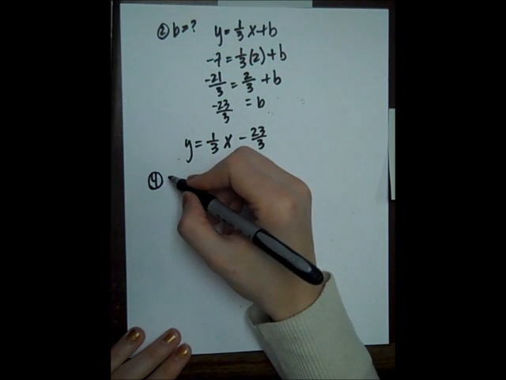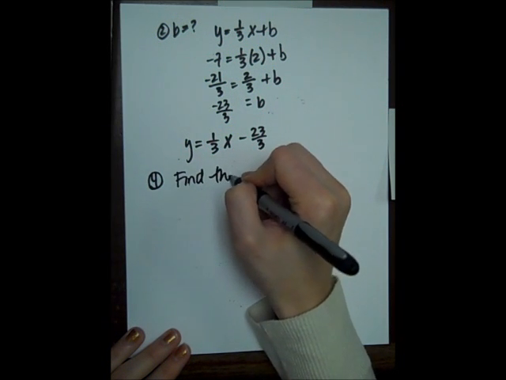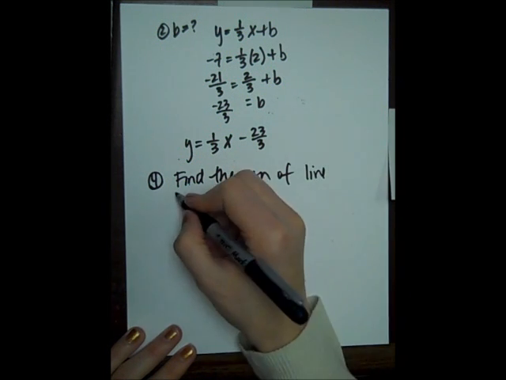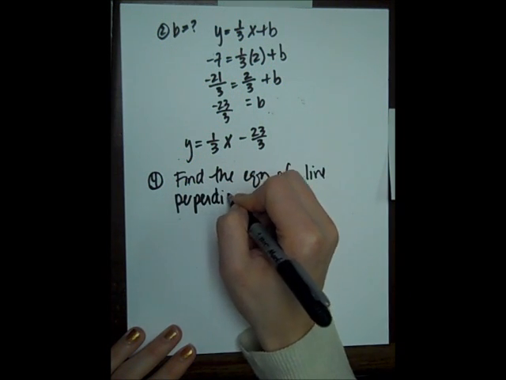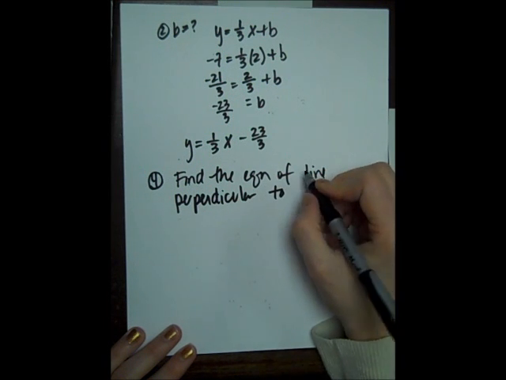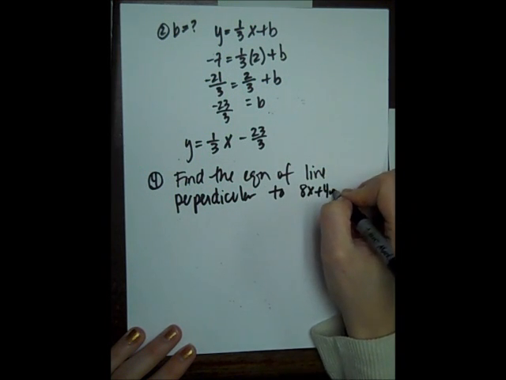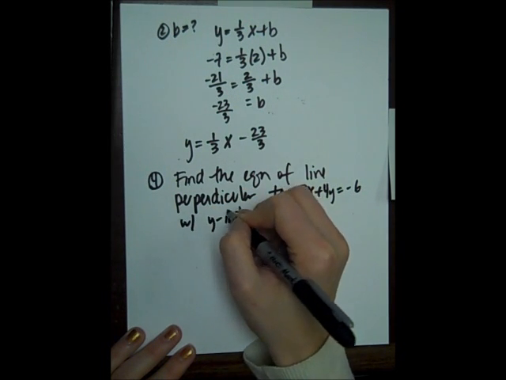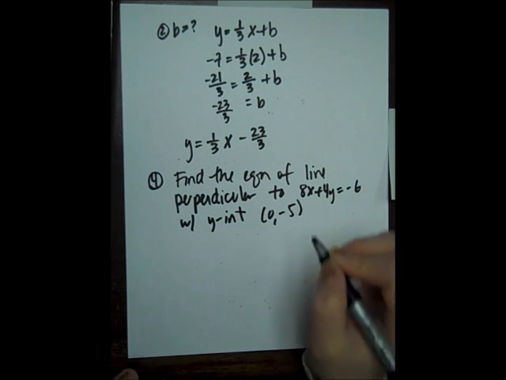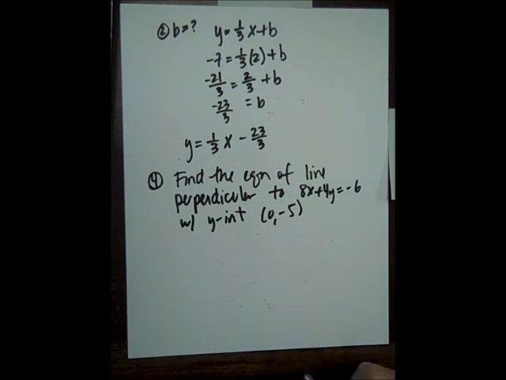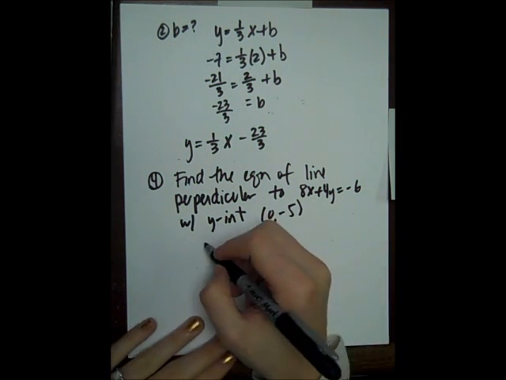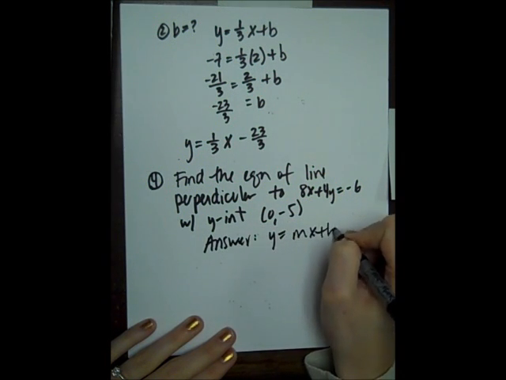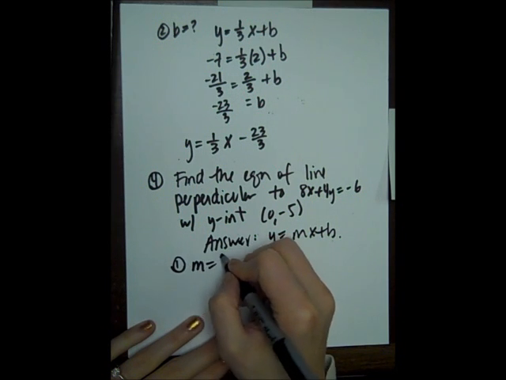Let's do one more example here. Let's find the equation of the line perpendicular to the line 8x plus 4y is -6 with y-intercept (0, -5). So first thing, I'm trying to find the equation of the line. Equation of the line is going to be y equals mx plus b. First thing I need to do is find m.